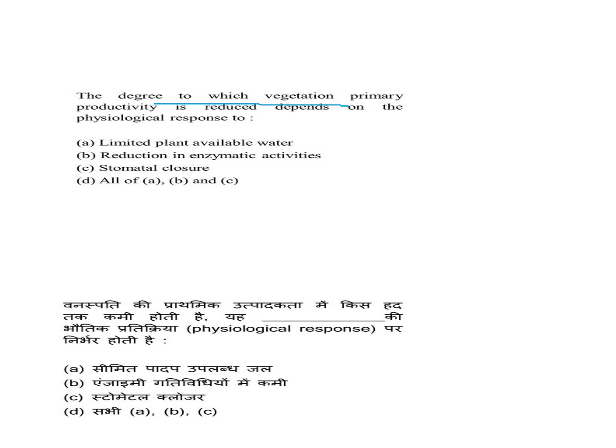The degree to which vegetation primary productivity is reduced depends on the physiological response to. The answer is all of the above, that is, limited plant available water, reduction in enzymatic activities, and stomatal closure. In the northern hemisphere, a south-facing slope is always warmer than the north-facing slope, because the sun is towards the south. Hence, the south receives direct sunlight.